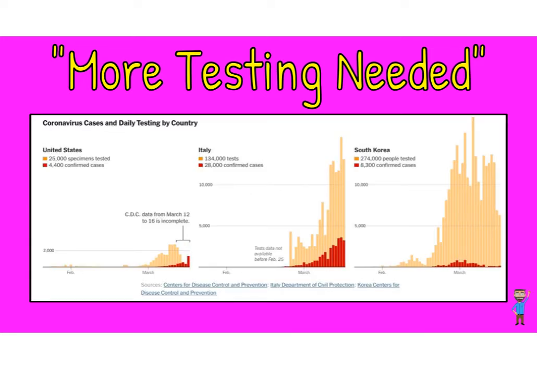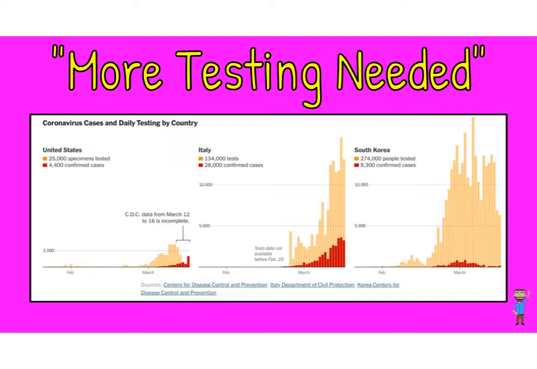The article starts by giving us three graphs to show us how much testing has been done in three different countries. The United States, Italy is in the middle, and all the way on the right is South Korea. Now, all of these graphs share the same axis. So on our horizontal axis, we have time. It starts in January, moves through February, and ends up in current day in the middle of March. And on our vertical axis, we have the number of people who have been tested.